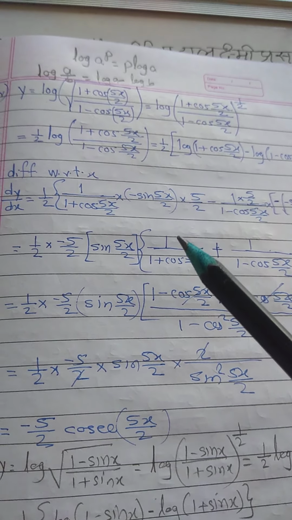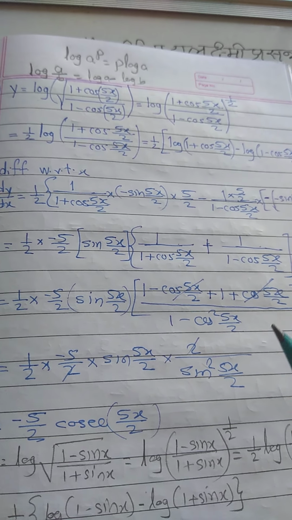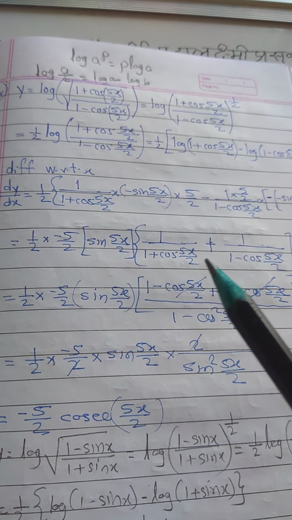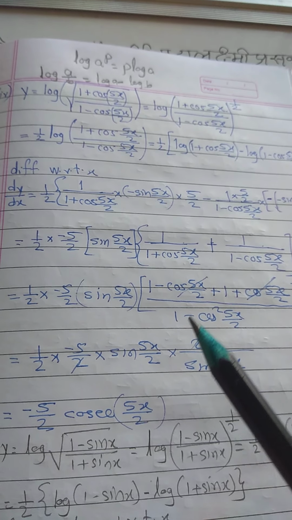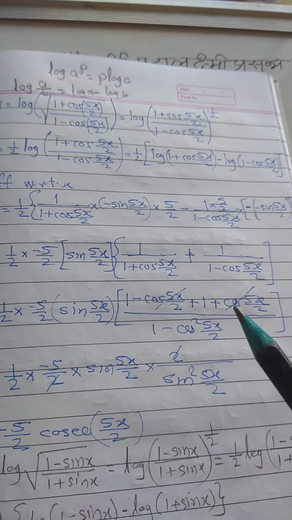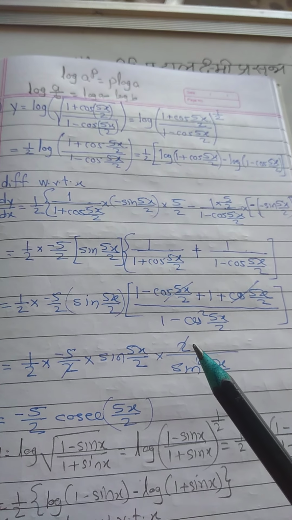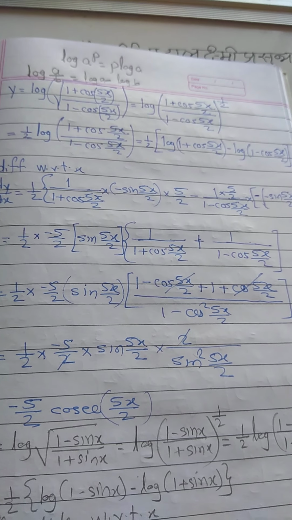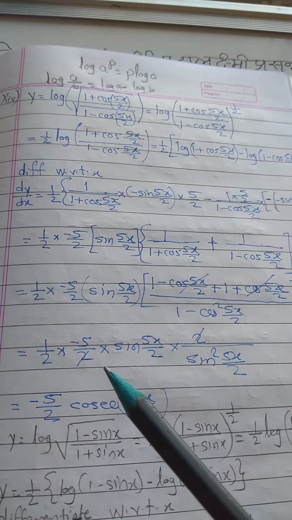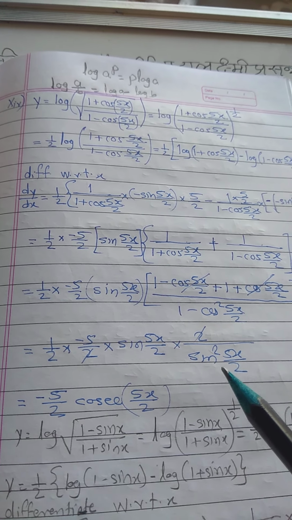We will cross multiply. So 1 minus cos plus 1 plus cos upon a plus b into a minus b will give you a square minus b square. That means 1 square minus this cos square. In the numerator, minus cos plus cos will get cancelled. 1 plus 1 is 2. 1 minus cos square is always equal to sin square. Now this 2 and this 2 will get cancelled. This sin 5x by 2 and this sin 5x by 2 will get cancelled.